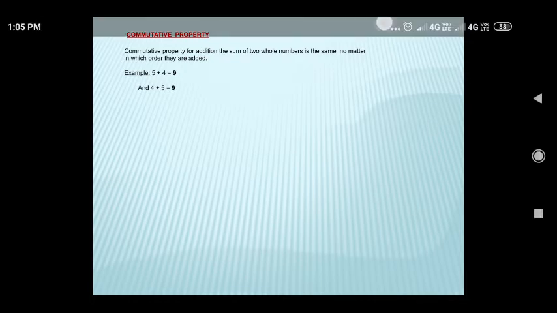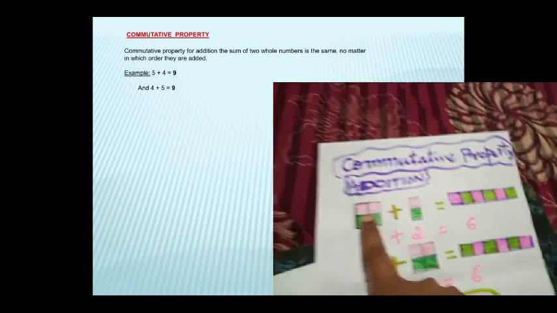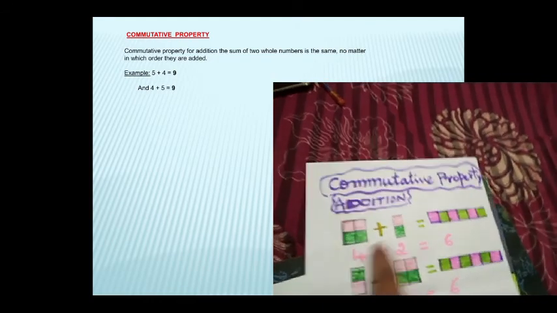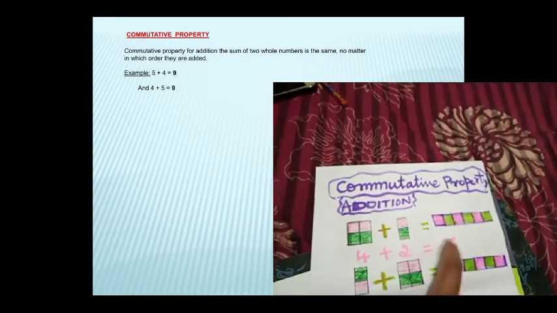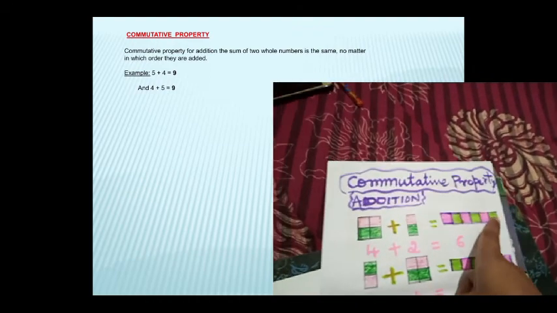Let us see one example. 5 plus 4 equals 9. If you have 4 plus 5, also 9. Let us see one example through an activity. See here, I have taken 1, 2, 3, 4. 4 plus 2, see, 4 plus 2 is 6. 1, 2, 3, 4, 5, 6.